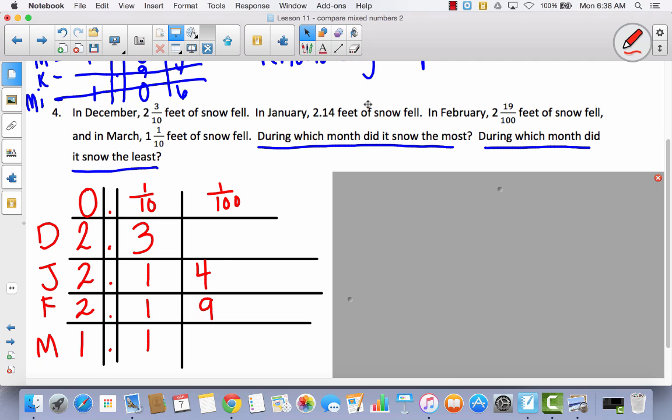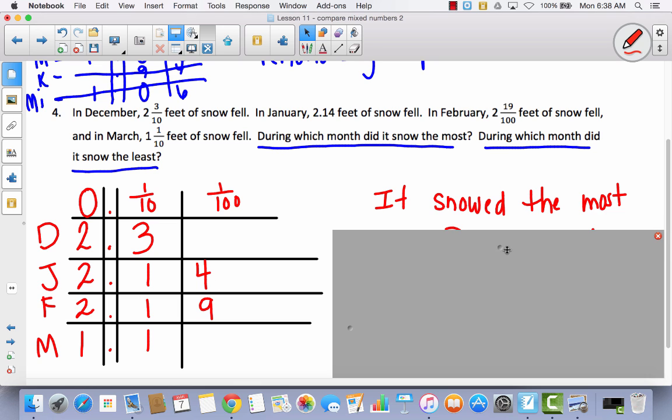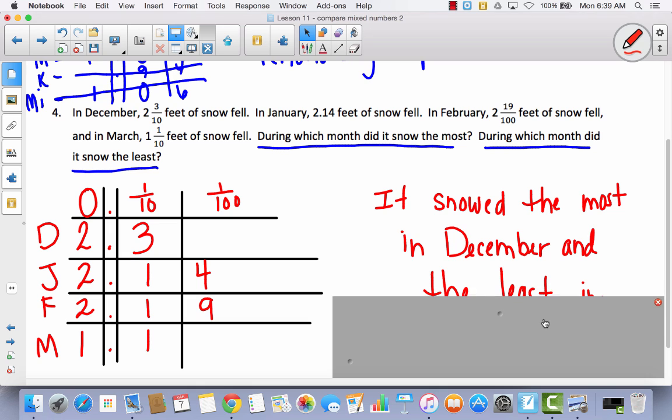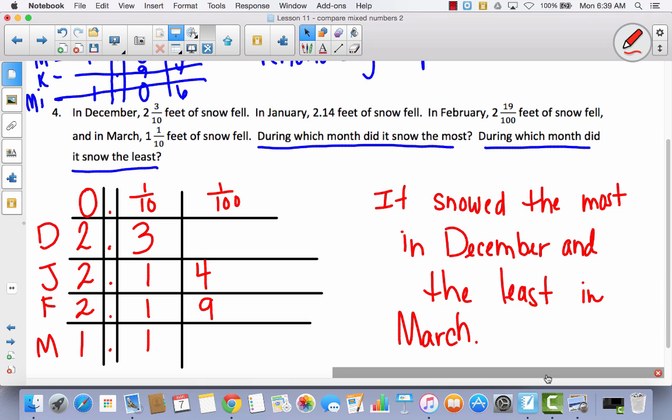So when it came time to figure out which month did it snow the most, I could first compare whole numbers. So I knew it wasn't March, and then I went to compare the tenths, and I saw that in December it snowed 2 and 3 tenths, and that was more than January and February. So it snowed the most in December. When I tried to figure out which did it snow the least, that was easy because in March it had the smallest whole number. It only had 1 foot of snow and the others had 2. So I put it snowed the most in December and the least in March.